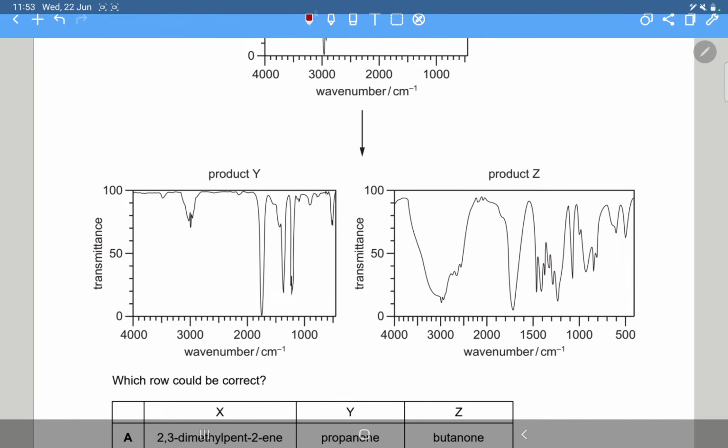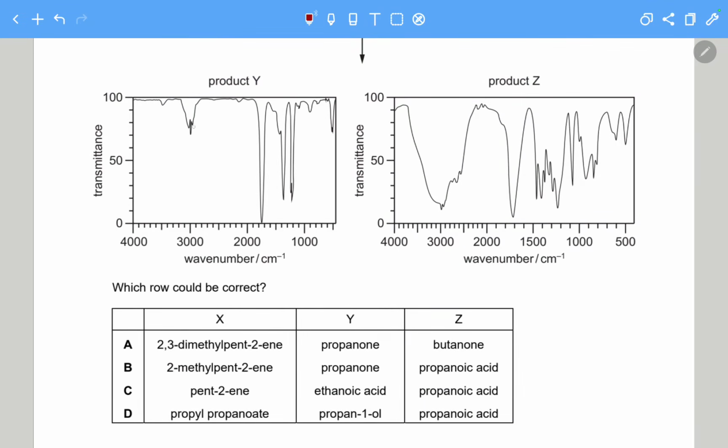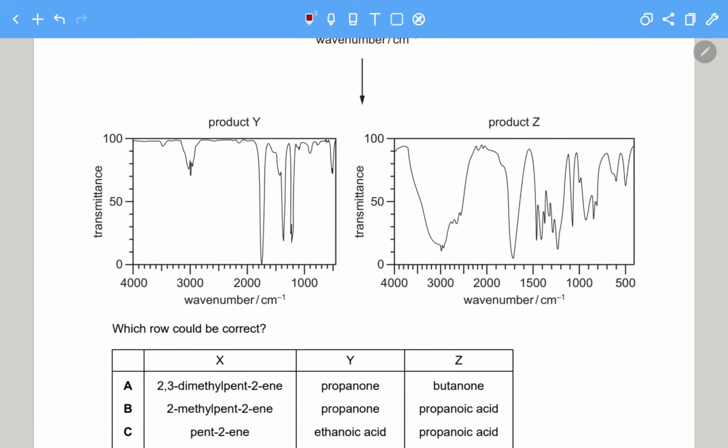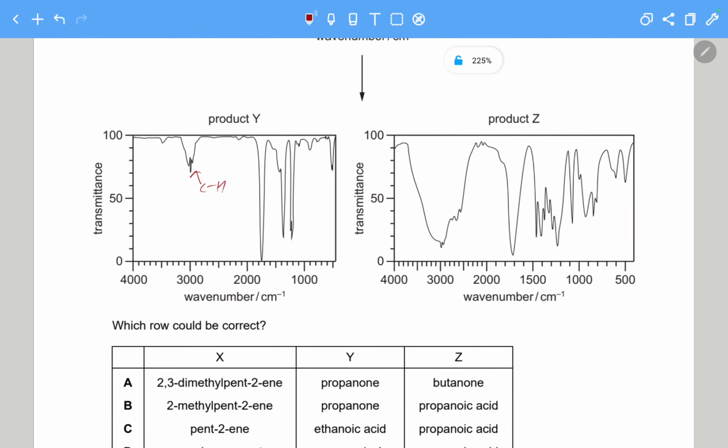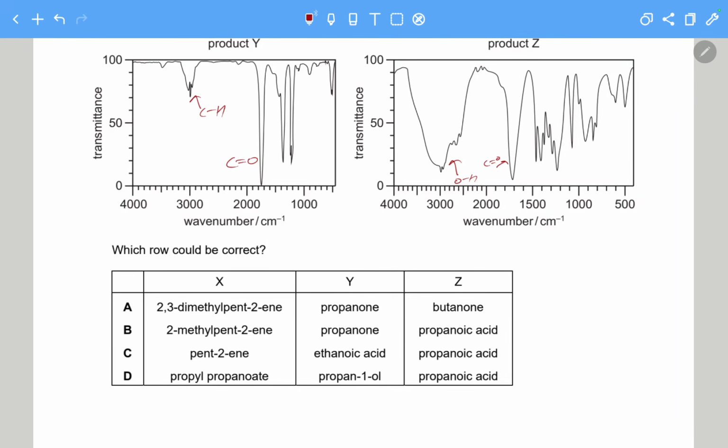Product Y, we have a peak which is sharp, but it's not strong enough. So again, CH. Then we have a peak at about 1700 with sharp peak, strong peak, CO. Then product Z, very broad peak around 3000, OH, sharp and strong peak, CO. And that's what we have. Now let's look at the options.